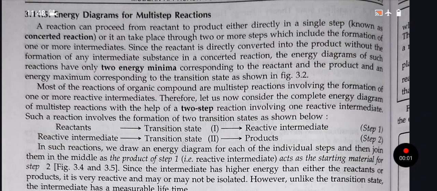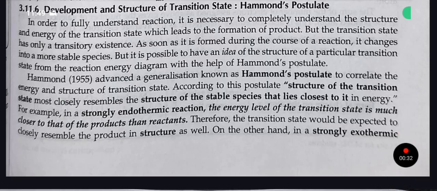In such a reaction, we draw an energy diagram for each of the individual steps and then join them in the middle, as the product of step 1, that is the reactive intermediate, is the starting material for step 2. Since the intermediate has higher energy than either the reactant or the product, it is very reactive and may or may not be isolated. However, unlike the transition state, the intermediate has a measurable lifetime.